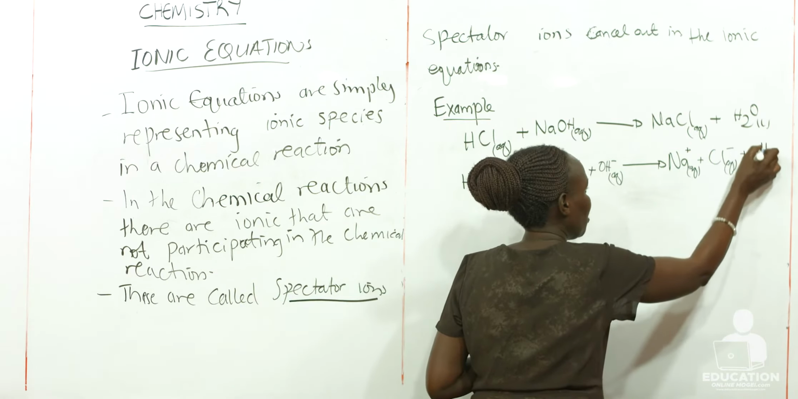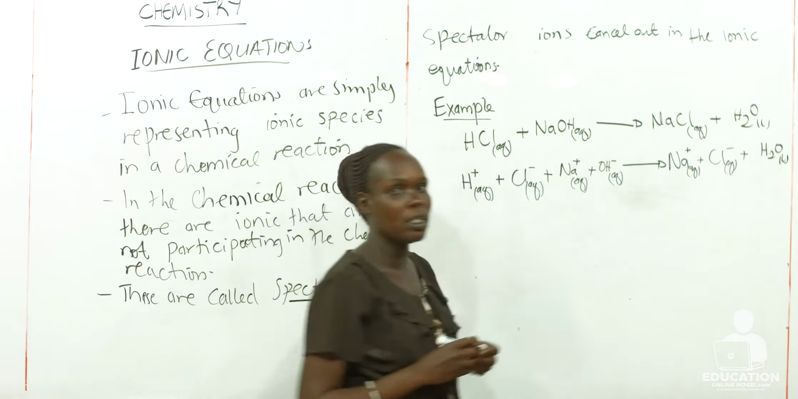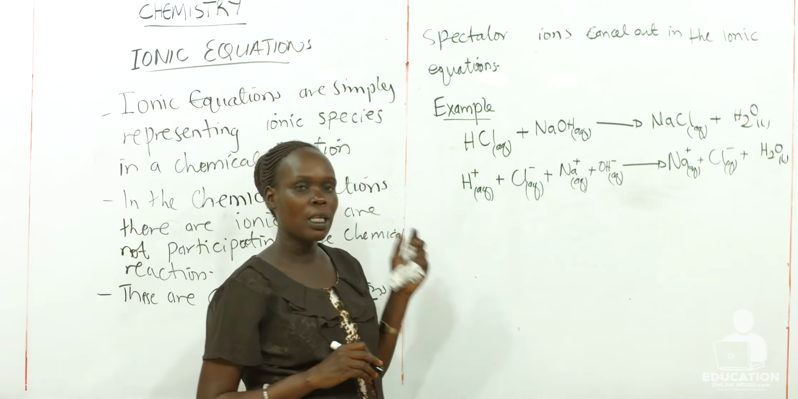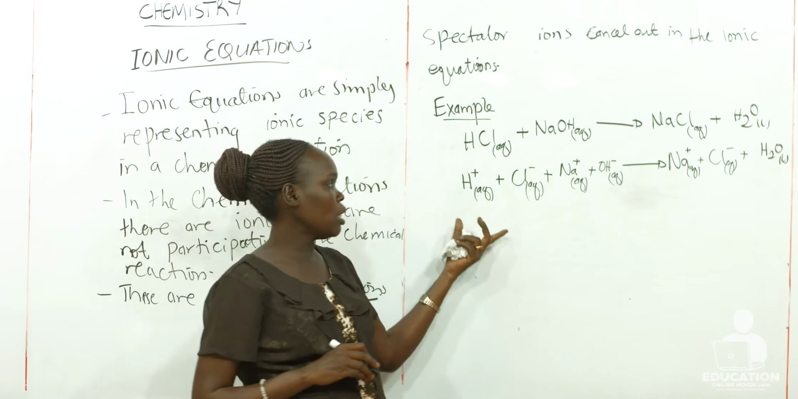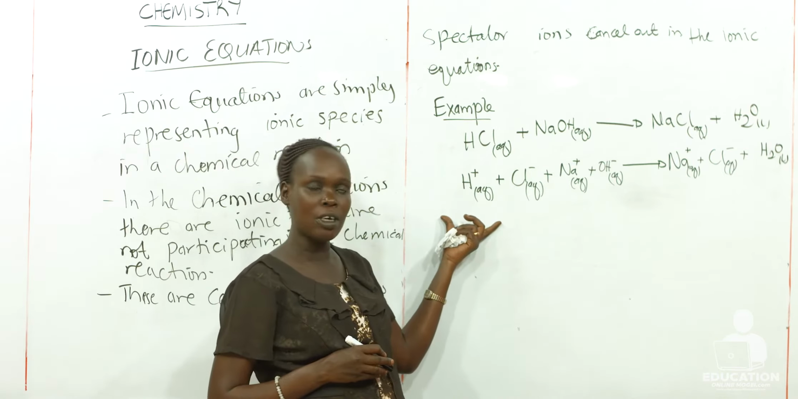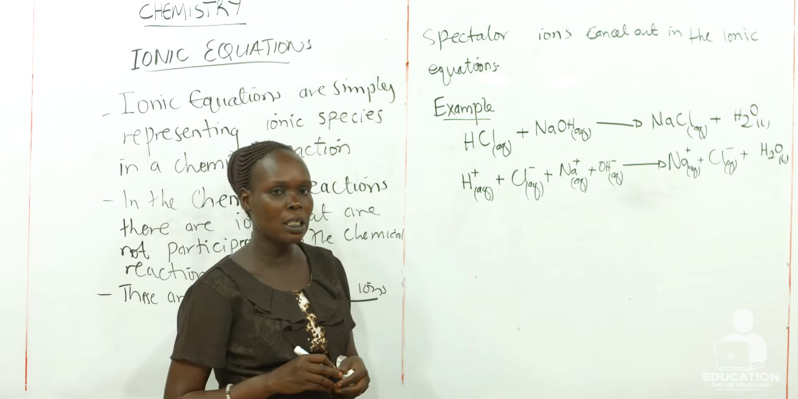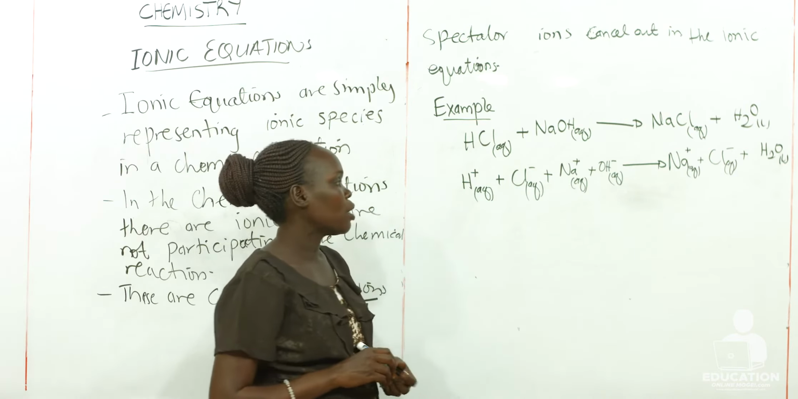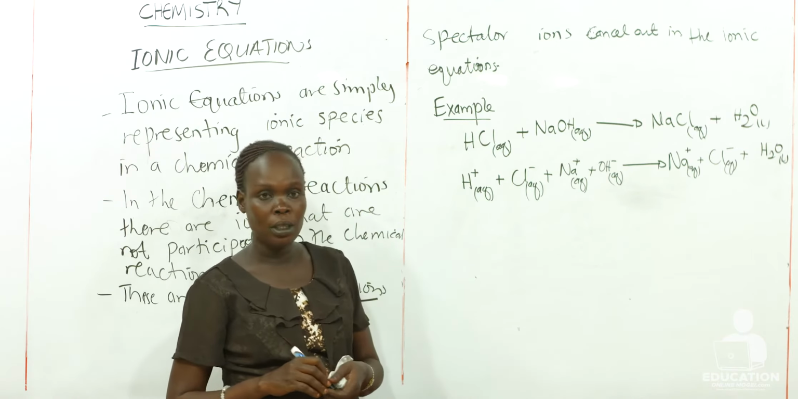So water will remain as it is because it is a molecule. A molecule doesn't dissociate into ions. So now we have to see the ions at the product side and the ions at the reactant side, and we cancel out the spectators. In this case, the spectators are the chloride ion and the sodium ion.